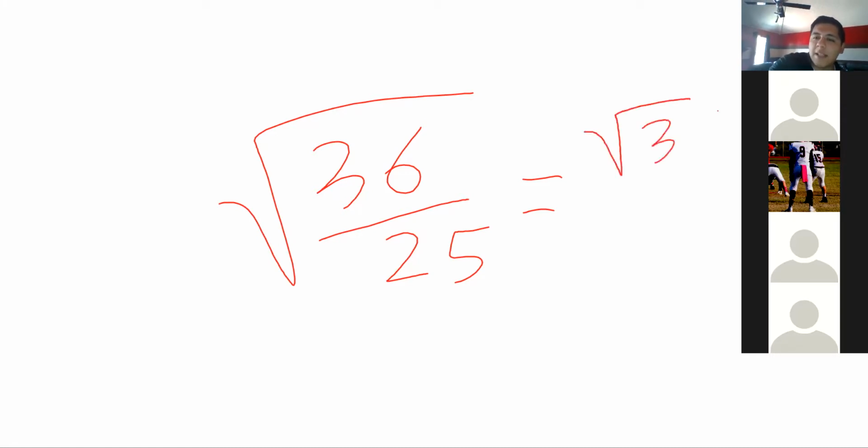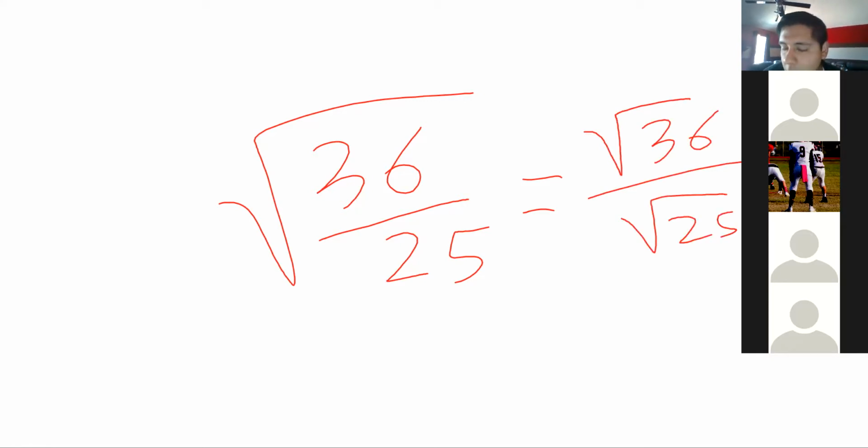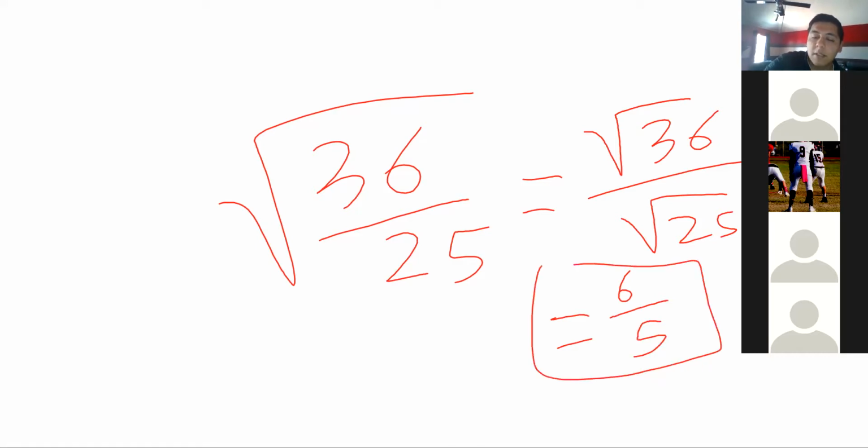We can rewrite this as the square root of 36 over the square root of 25. Now, are 36 and 25 perfect squares? Yes, right? So what's the square root of 36? 6. And the square root of 25? 5. So whenever we have a fraction, we can rewrite it as the square root of one number over the square root of the other number, right?